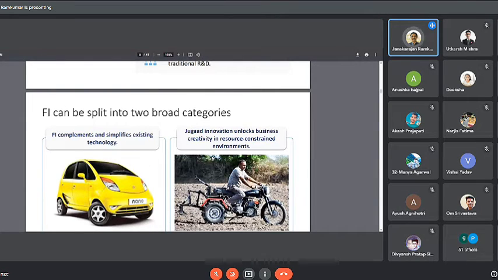Here is a person who converted his bike into a tractor, and this tractor is used for plowing. This is not frugal innovation. This is jugaad. This is frugal innovation. Now you can see the difference. He converted the bike into a tractor, and then from there he is using it for plowing. So jugaad innovation unlocks business creativity in resource-scarce settings.